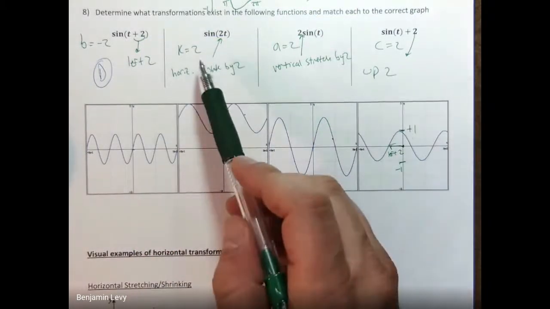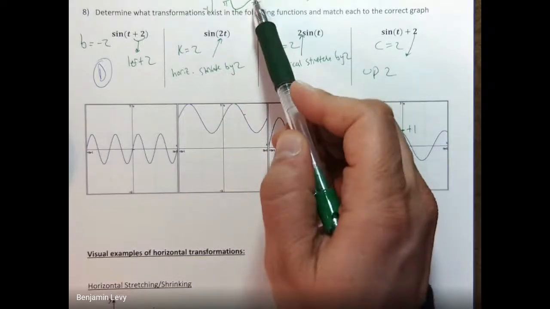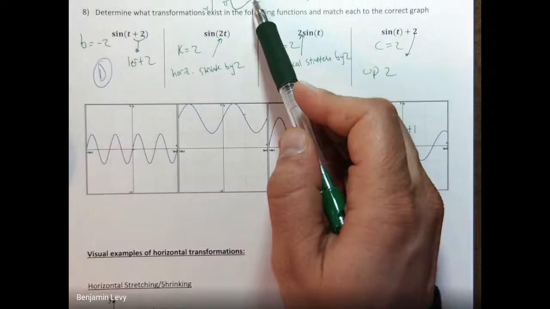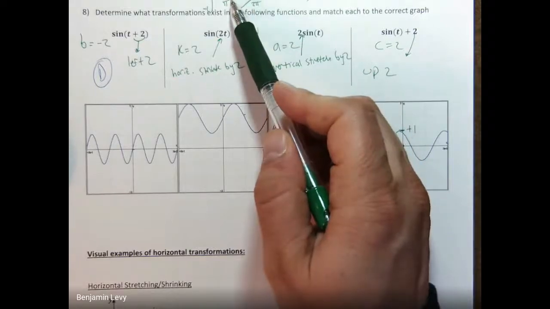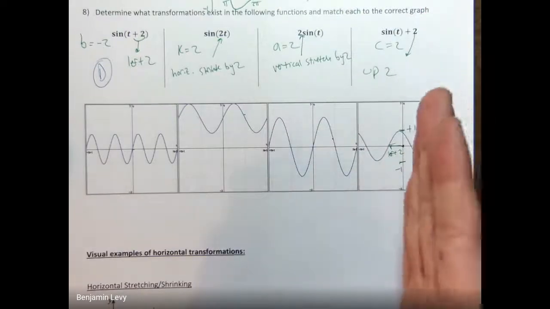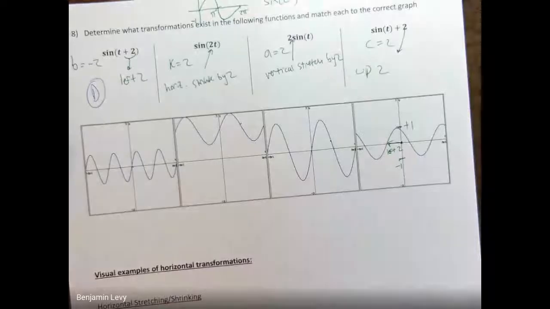If we're looking for one that's been horizontally shrunk by 2, it goes half as far, in other words. So instead of going out here to 2 pi, it would be shrunk into pi. So we want the same shape, but just shrunk in. And so that looks to me like A.